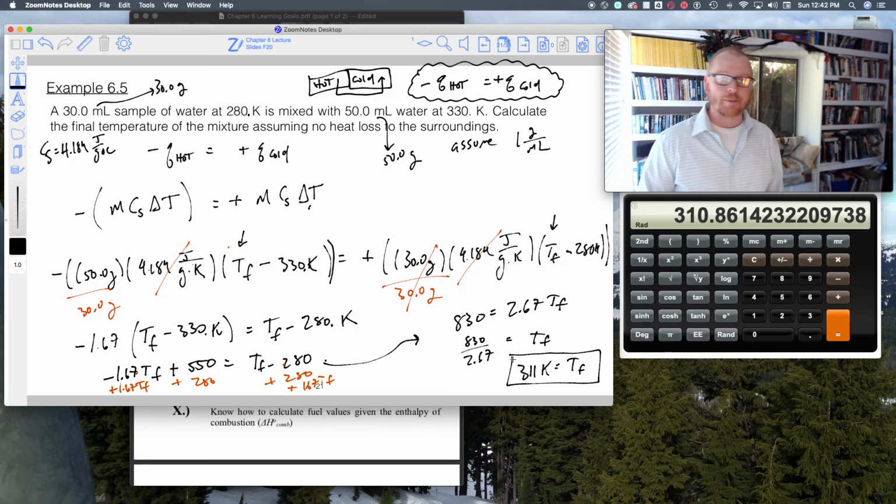Awesome. So as you can see, this problem got pretty complicated with the algebra, but we started with this idea of saying negative Q hot equals positive Q cold. Okay? So anytime we're going to do a problem where we have a cold object in contact with a hot object, this is what we want to remember. Negative Q hot equals positive Q cold.